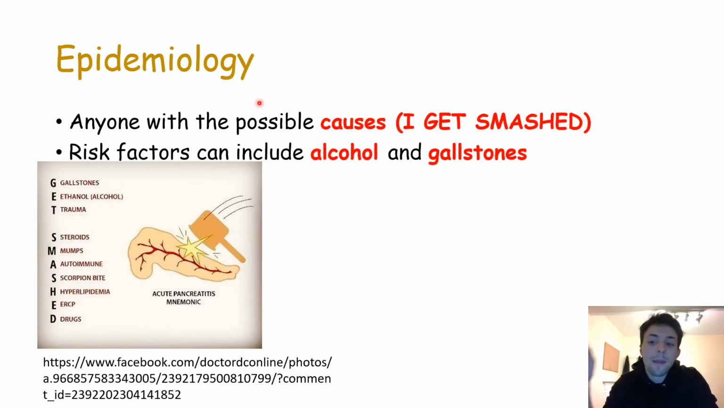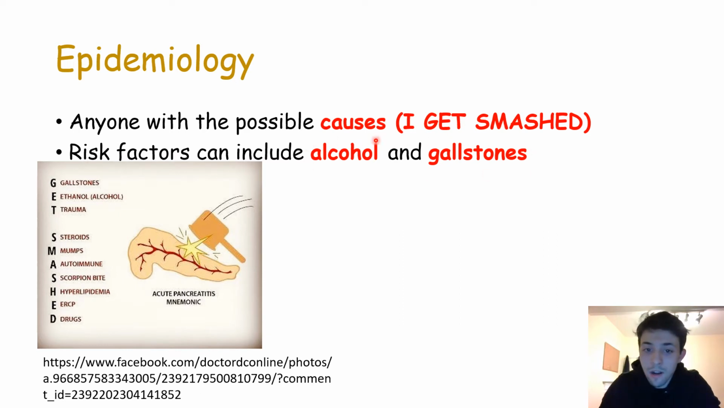So when it comes to the epidemiology of pancreatitis, it is a bit complicated. Just think about the causes really, because it can happen to anyone. So think of the causes. There's a mnemonic called I GET SMASHED, which you can see down here. It's broken down, and we're going to talk about it later as well. But think about the risk factors, mostly alcohol and gallstones.